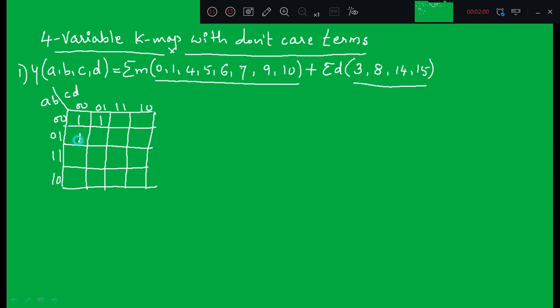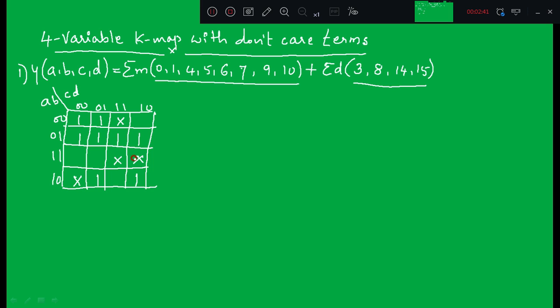2 you can put 0 and 3 you can put don't care. Then 0, 1, 4, 5, then 6, this is 7, then 9, this is 8, this is 9 and this is 10. Okay, then all min terms are over. How many? Total 8 min terms are there. Then we'll put the don't care terms. This is don't care 3, then 8 is a don't care, 3, 8, 14 and 15. This is 12, this is 13, this is 14 and this is 15, right?